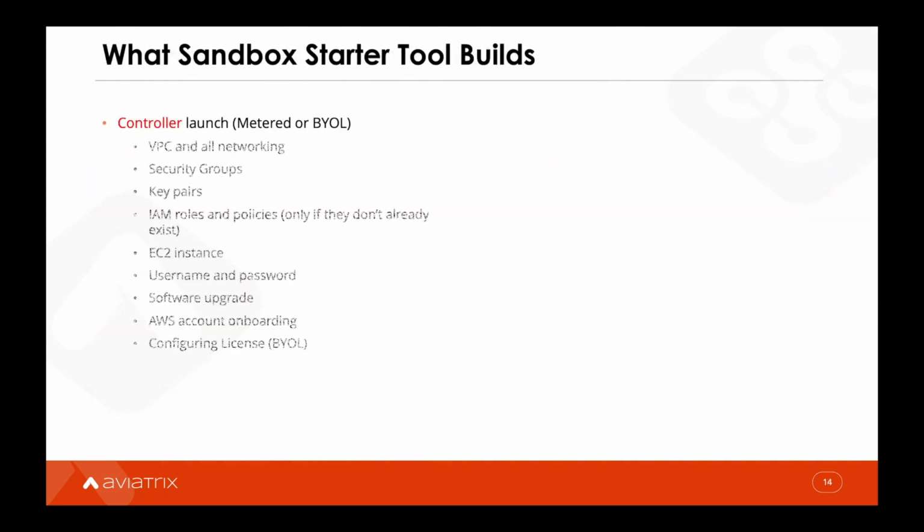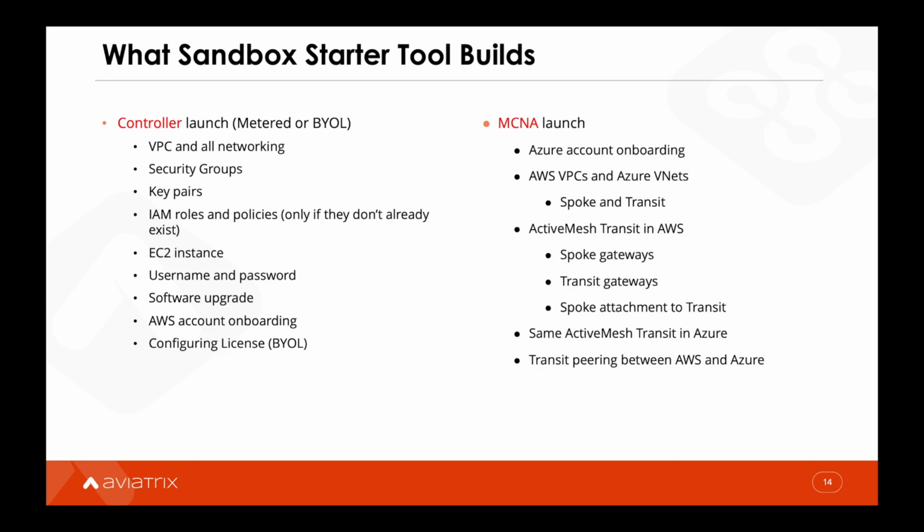SST will build a controller in AWS. You can pick either the pay-as-you-go or metered licensing model, or you can bring your own license. The automation will take care of many configuration steps for you, such as the creation of VPCs, security groups, and account onboarding. If you build a transit in AWS, it will create 1 transit VPC and 2 spoke VPCs. In each VPC, there is an Aviatrix gateway, and there are tunnels attaching the spoke gateways to the transit gateway. You can optionally build a couple of test instances in the AWS spokes.